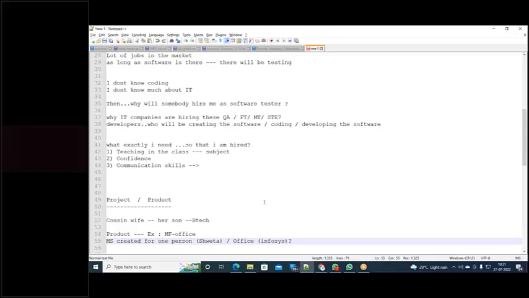Wonderful. So it is not created for one person or for one company. It is not that Infosys wants Microsoft Office for all these companies, so Microsoft creates it. No, that's not what is happening. Microsoft says, I have created this product, and whoever in the world wants to use it can use it. But they will have to purchase it, obviously. So this is what a product is, guys.